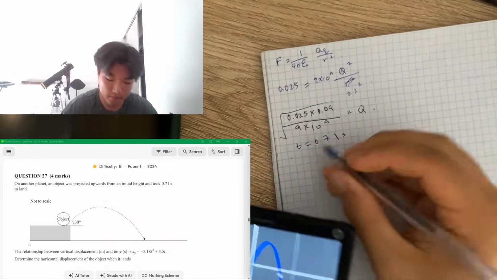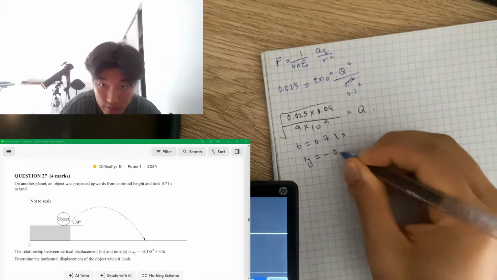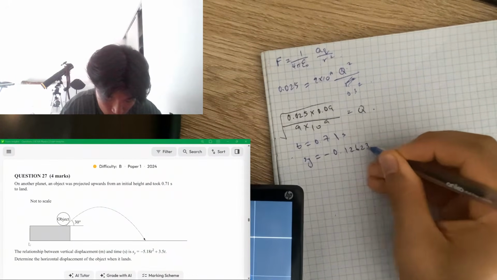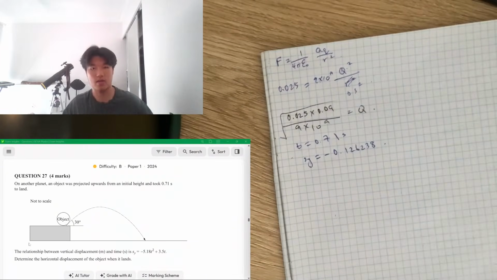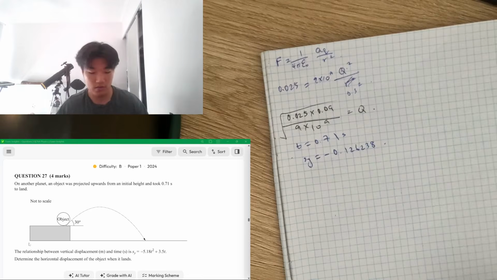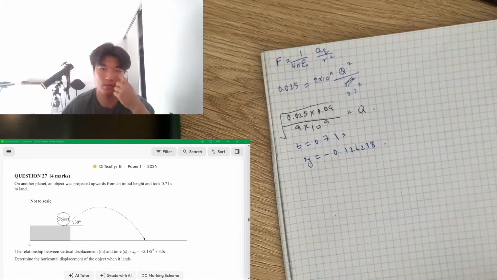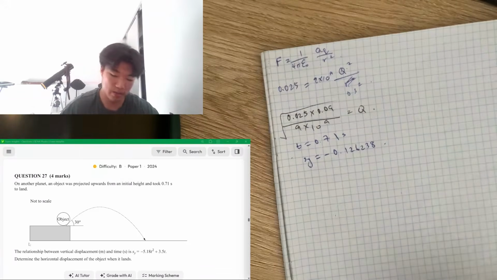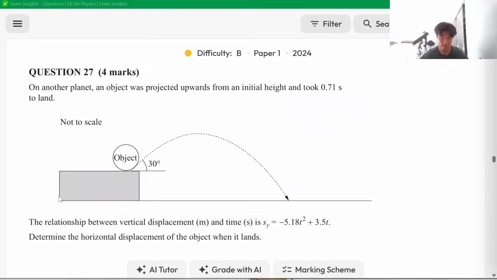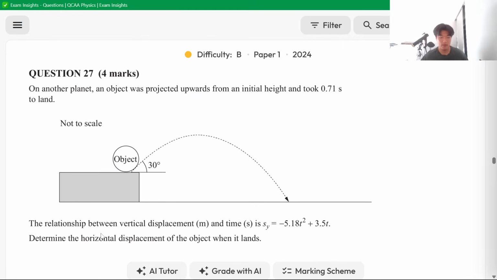Okay, so we get an answer for s of y, negative 0.126238. It's actually not an irrational number, I mean, it wouldn't be an irrational number anyway, since you're not dealing with square roots. Okay.